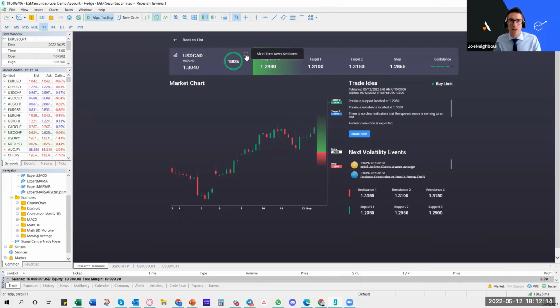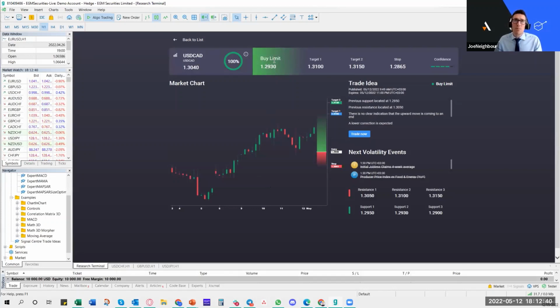So it's really interesting and really going to help you, we believe, get that extra edge when it comes to trading financial markets. In this instance, we can see that for the US dollar versus the Canadian dollar, the news flow over the last 24 hours has been overwhelmingly bullish towards the US dollar. And that won't come as a surprise to anybody that's been monitoring the price action of the US dollar over the last few weeks and months.